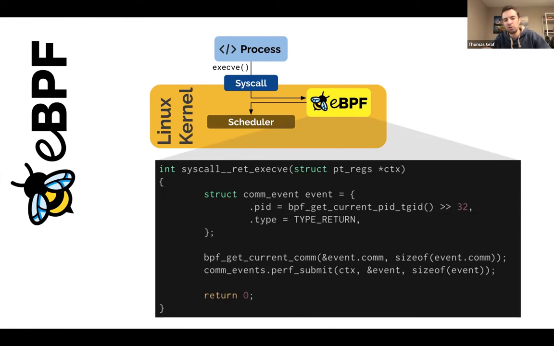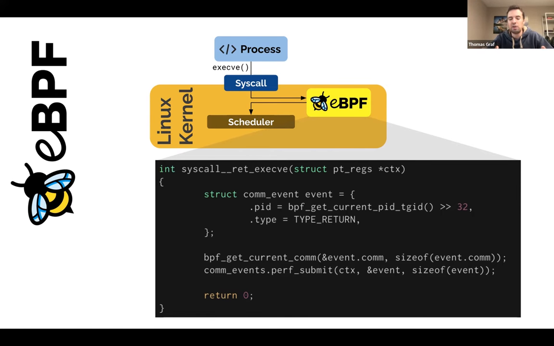And we can then use that program to actually extract visibility. The program I'm showing here is called every time the exec system call is made, for example, when somebody invokes a new command on the shell. And we can then export statistics like CPU, what is the PID, what is the UID, and so on. This allows us to build flame graphs and get a lot of additional visibility.